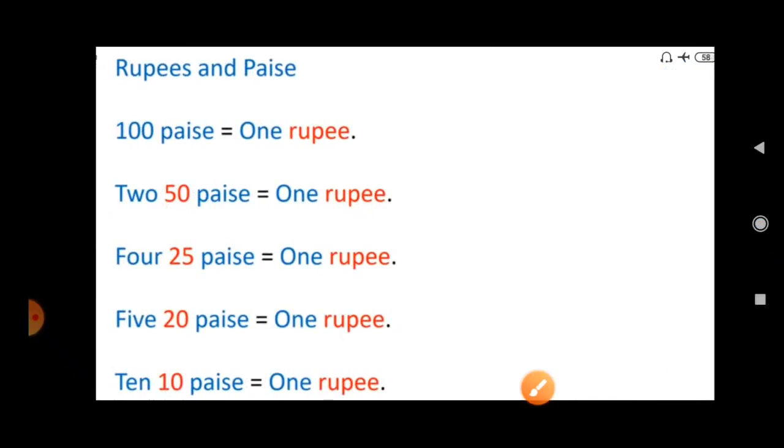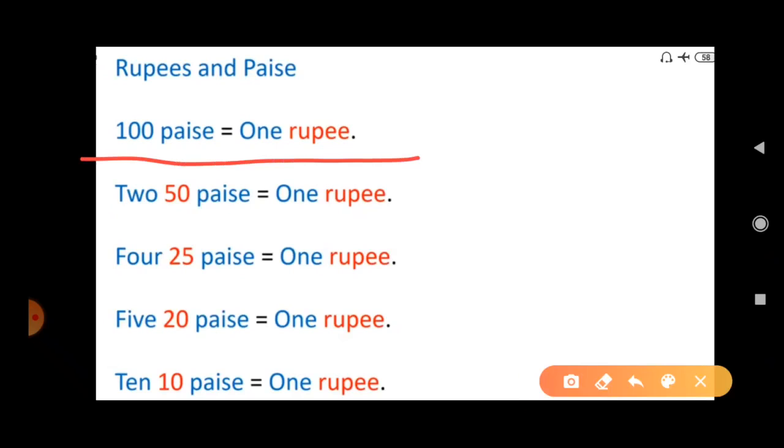Now rupees and paise. Relation between rupees and paise. We know that 100 paise is equal to 1 rupee. Okay, just remember this formula. 100 paise is equal to 1 rupee. So 2 50 paise is equal to 1 rupee because 50 plus 50 is 100, and 100 paise is equal to 1 rupee. Then 4 25 paise is equal to 1 rupee because 25 fours are again 100, and 100 paise is equal to 1 rupee.